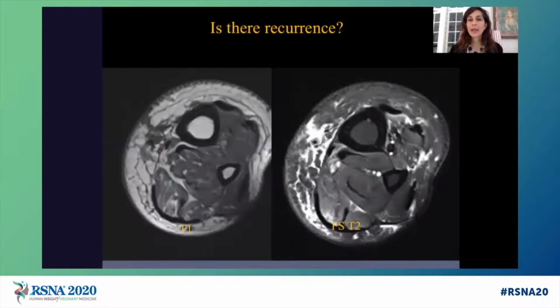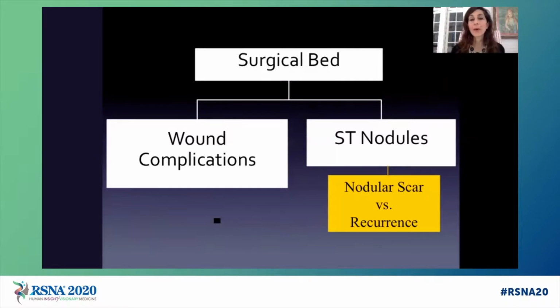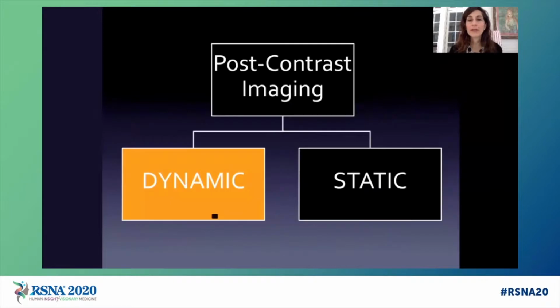But getting back to this case, we see a lot of ill-defined signal, and we want to know, is there recurrence? We give contrast, and here on our subtracted image of high resolution, we see the 6 millimeter nodule. So now the question is what to do. Do we biopsy this or not? And this is how I would frame the main problem when assessing the surgical bed: we pick up a lot of soft tissue nodules, and we want to know, is this nodular scar or recurrence?